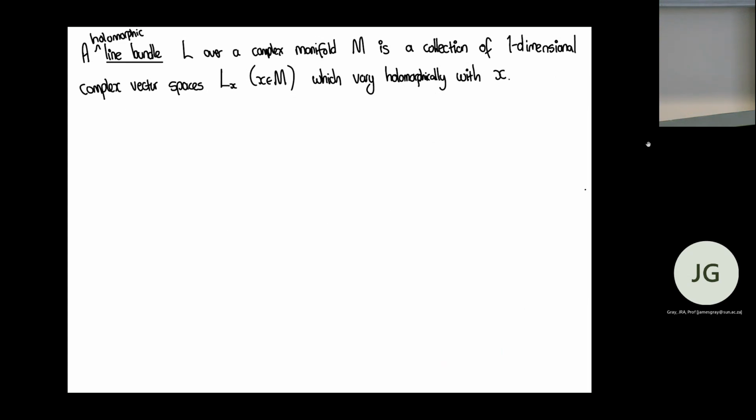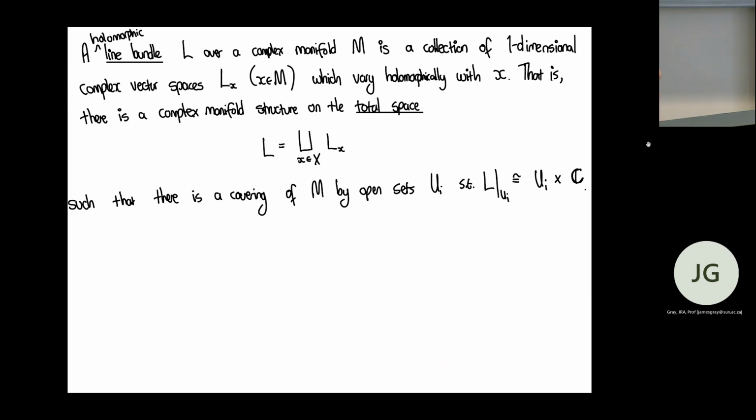A holomorphic line bundle over a complex manifold is a collection of one-dimensional complex vector spaces varying holomorphically with x. They're indexed by the point x in the base manifold M. To be more precise, what do I mean by varying holomorphically? I mean that there's a complex manifold structure on the total space, the collection of all these lines. The manifold structure is not some random one. It's such that there's a covering of M by open sets, such that when you restrict L to that covering, you just get a product.